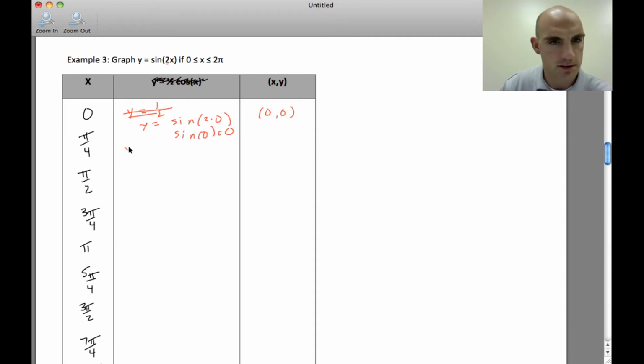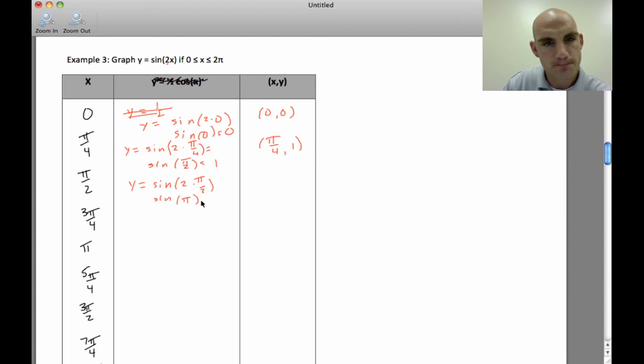And I'm going to continue down this way. So y equals sine of 2 times pi over 4. Now this is where we're going to start using these fraction operations, guys. We got to know our fractions. So this is really going to be pi over 2, which conveniently, look, it happens that it's on the unit circle. So when I have that, I get 1. So my next point is pi over 4, comma 1. So y is going to equal sine of 2 times pi over 2 is the sine of pi, which is going to be equal to 0.